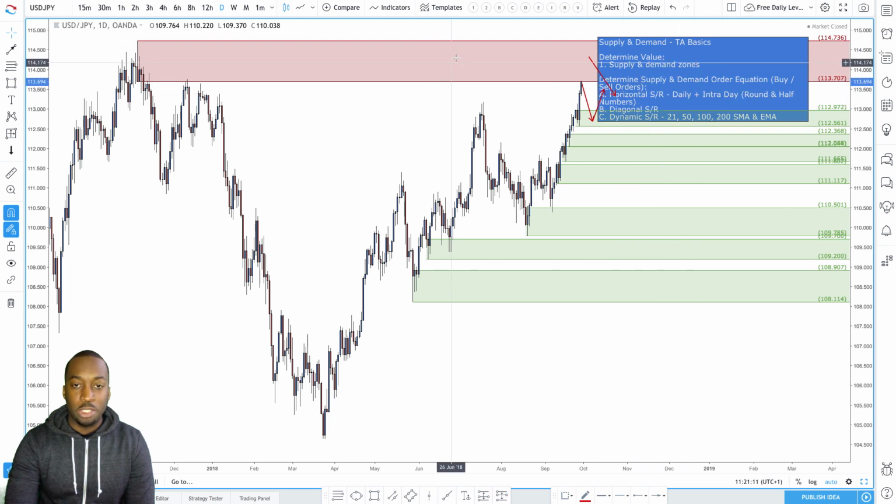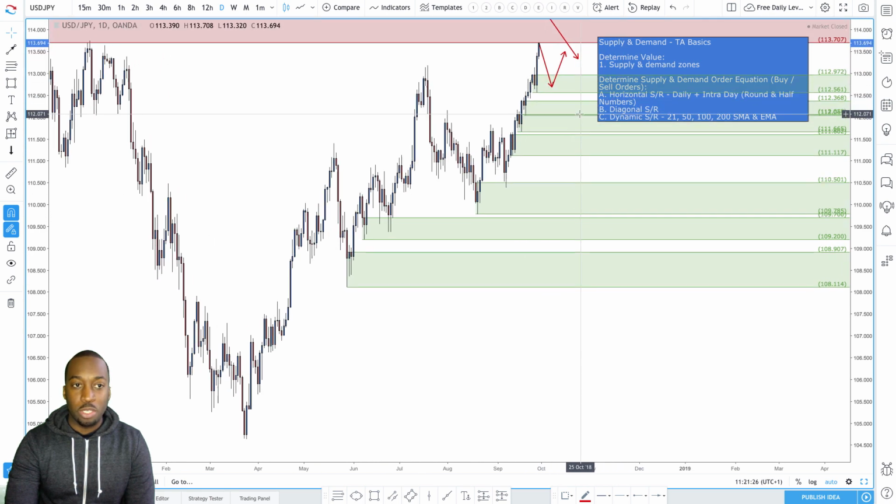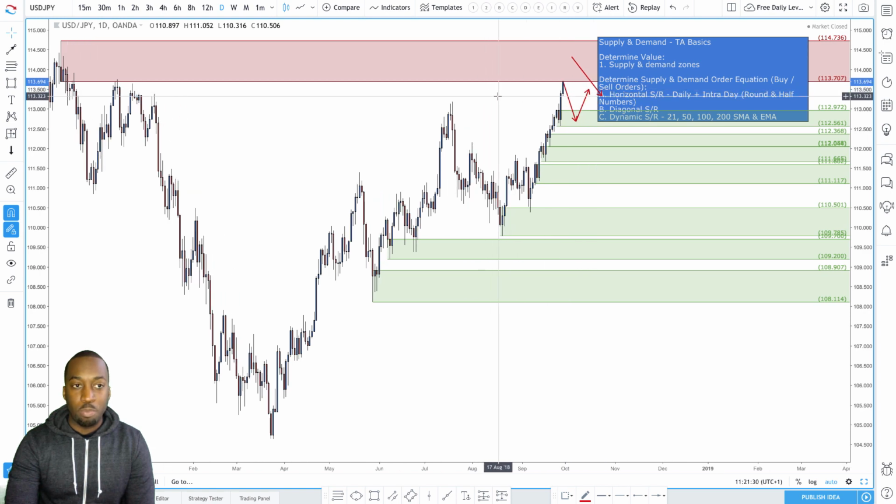So within this supply zone, where have you got horizontal support and resistance, where have you got diagonal support and resistance, and where have you got dynamic support and resistance? You don't necessarily have to have everything all lined up, but one or two of these will be good enough, and it depends on your fundamental and sentiment bias.